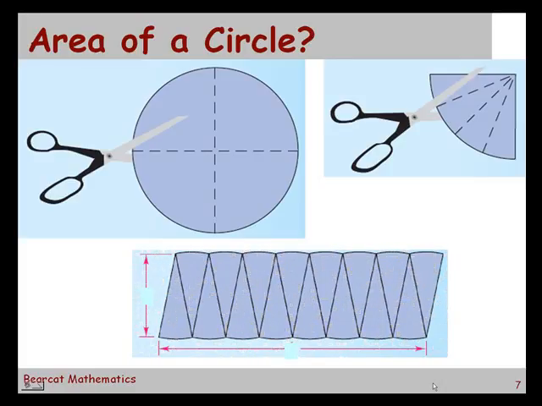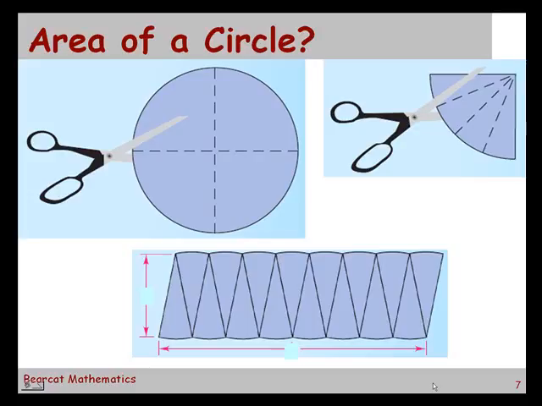What shape is that circle starting to get close to when we cut it apart and line them up? Kind of a parallelogram, yeah. What if we made these wedges narrower, not so wide? What would start happening to these vertical sides? They start getting really straight up and down, right? The narrower we make the wedges, the closer this thing gets to a rectangle, right?